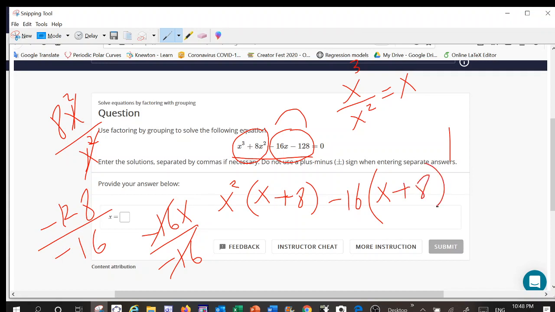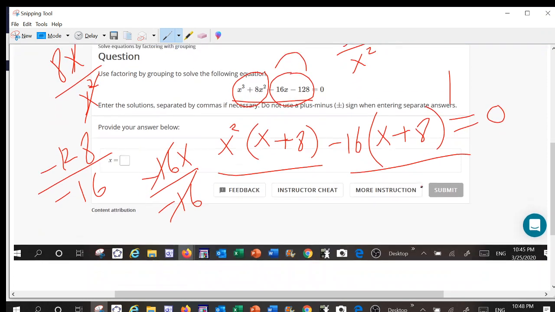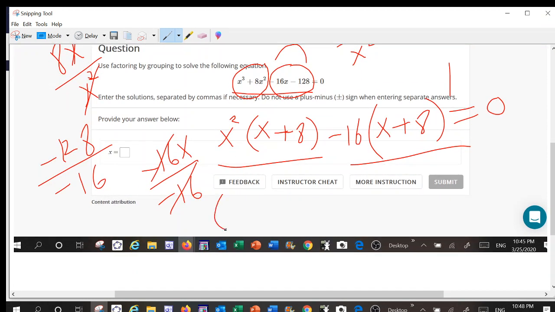So these two now equal 0. These two now have x plus 8 in common. So if you take x plus 8 out of this, you get x squared. If you take x plus 8 out of this, you get minus 16.